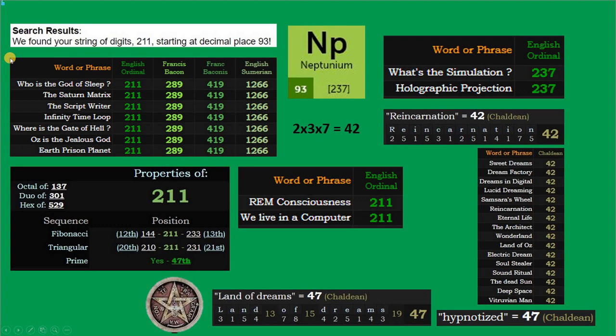With 93 we have the following expressions in English ordinal. Who is the god of sleep? The Saturn matrix, the script writer, infinity time loop, where is the gate of hell? Oz is the jealous god, Earth prison planet, we live in a computer, and REM consciousness. So apparently this is the state of consciousness in which this reality is created. So could it be that we are a product of the dreams of the Creator?